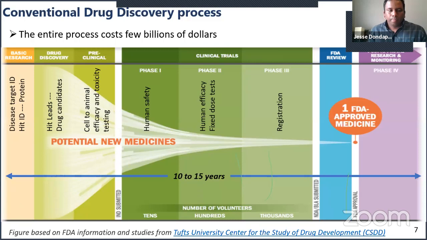Here, in the basic research, they identify the target protein. In the drug discovery process, this is where they identify the drug candidates. Bioinformatics plays a huge role in this area of the entire drug discovery process, where we can identify the drug candidates that have more potential to pass through this pipeline and be more probable to be approved as a medicine. So if you use bioinformatics here, it potentially saves a lot of cost and a lot of time.